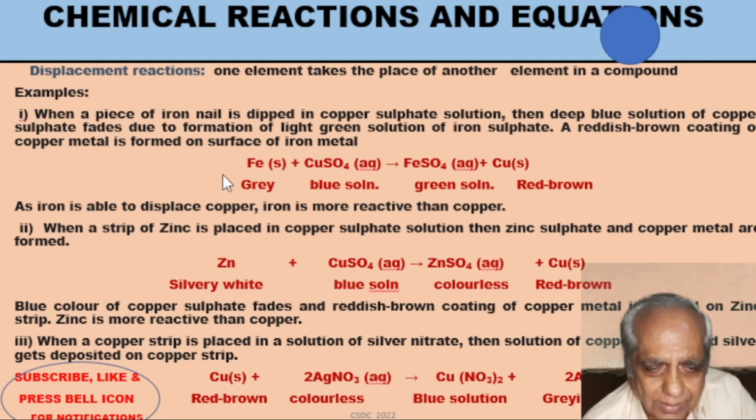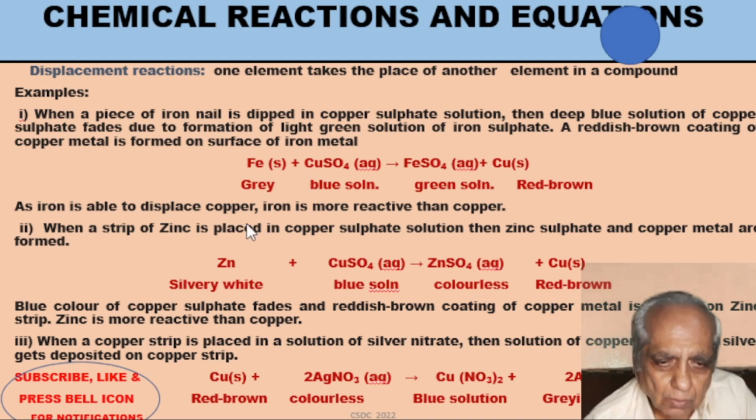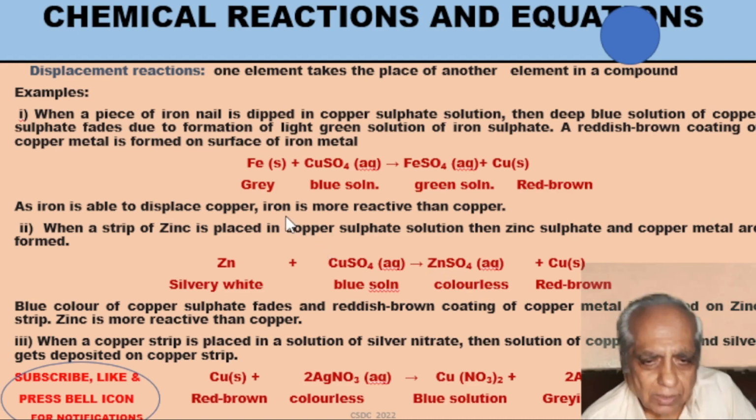So we say that iron is more reactive than copper. So iron replaces copper, iron displaces copper. This is a displacement reaction. Okay. Now in the same manner, zinc and copper sulfate will also show a similar reaction. Zinc is silvery white, it will form zinc sulfate as an aqueous solution, and copper, which is reddish brown in color, will get separated. Is it okay? So these are called displacement reactions.